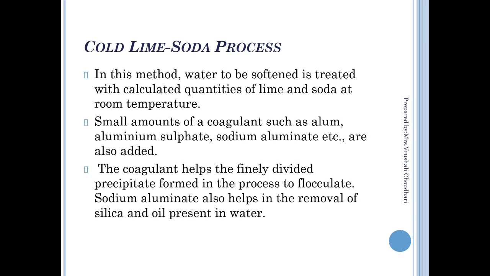The soda lime process is carried out in two different ways. One is called the cold lime soda process. In this process, soda and lime are added at room temperature. The water which is to be softened, which is to be treated, is added with a calculated quantity of lime and soda at room temperature. A small amount of coagulant such as alum, aluminum sulfate or sodium aluminate is also added. Due to that coagulant, the precipitate easily settles down at the bottom and is easily removed.